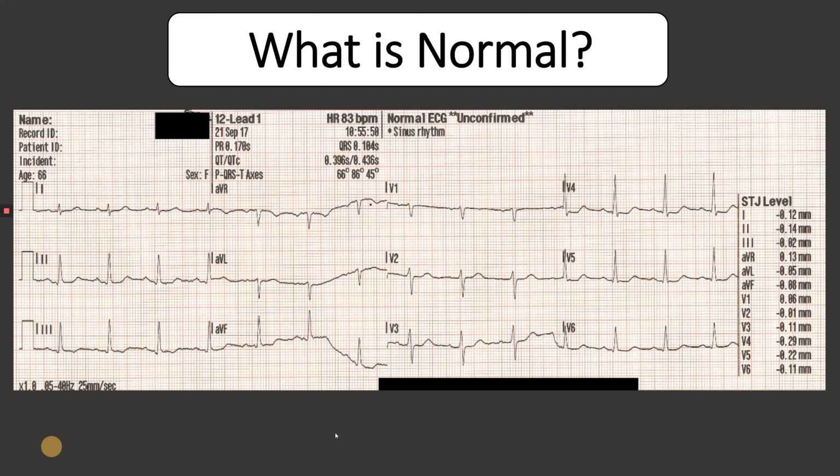So aside from making sure that the rhythm is beating right and the access is good, which we'll talk about later, the only other thing I want to look for is in the precordial leads. When I say precordial leads, I mean your V leads. So everything right here.